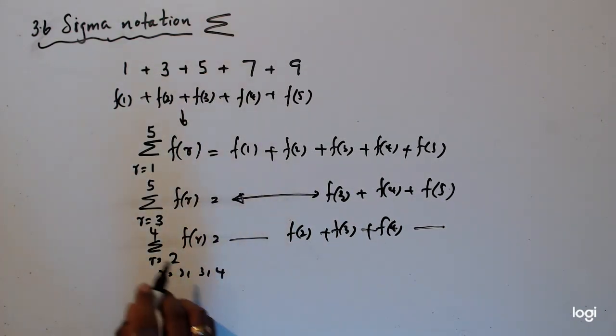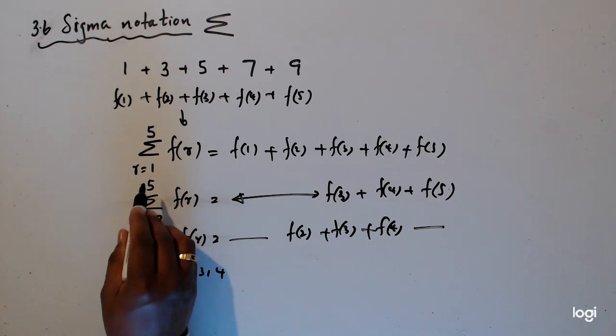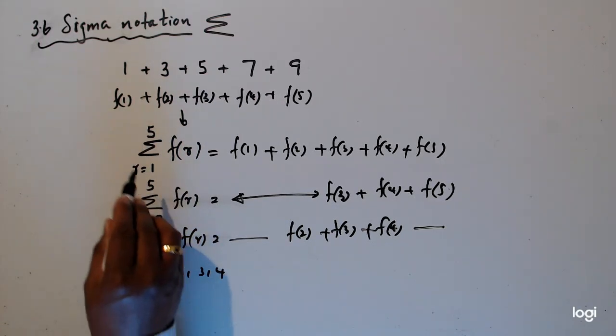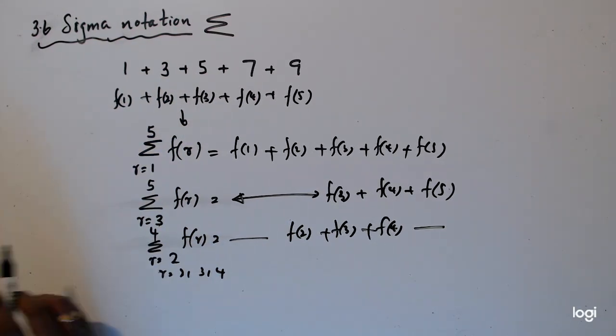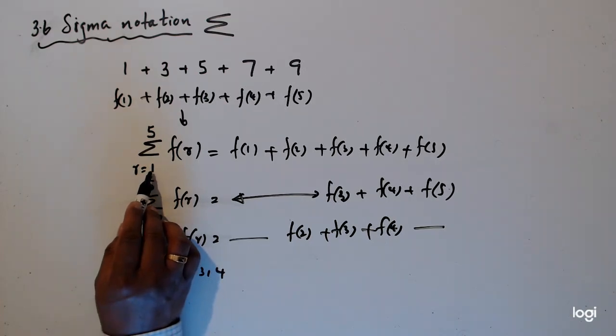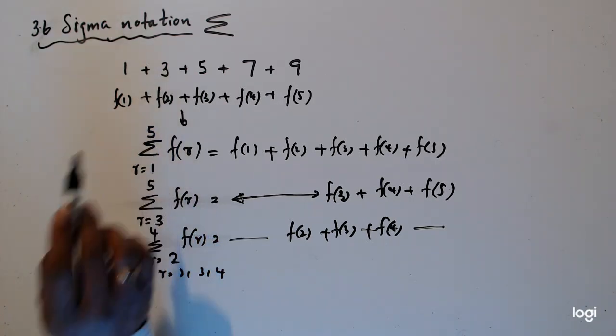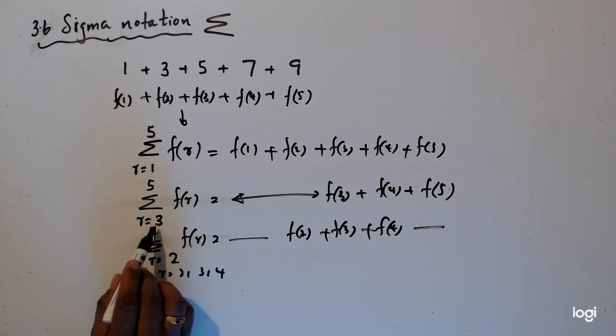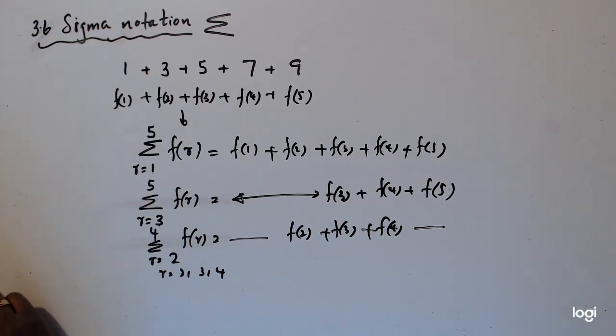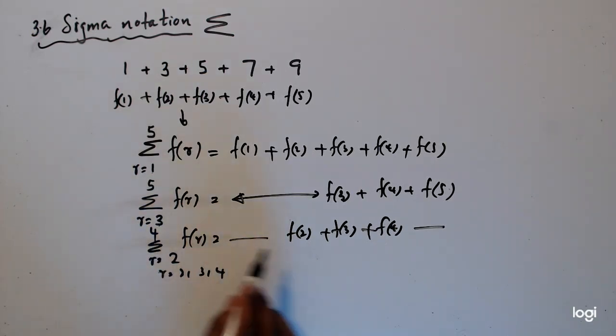Basically, the idea behind it, we have to follow this R value from where to where. So here we have to add first term to fifth term. Here we have to add 3 term to fifth term. So here we have to add 2 terms to fourth term.